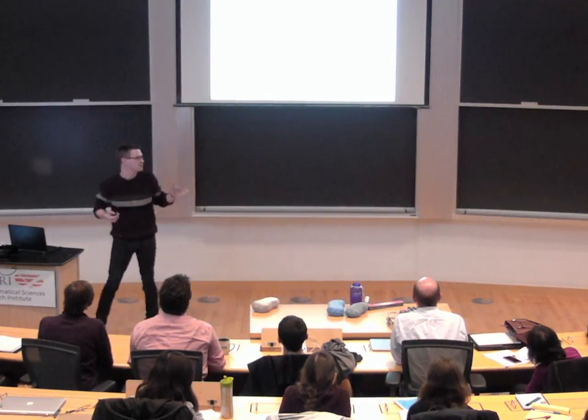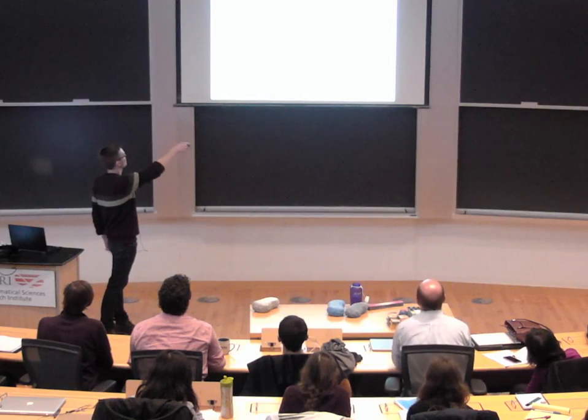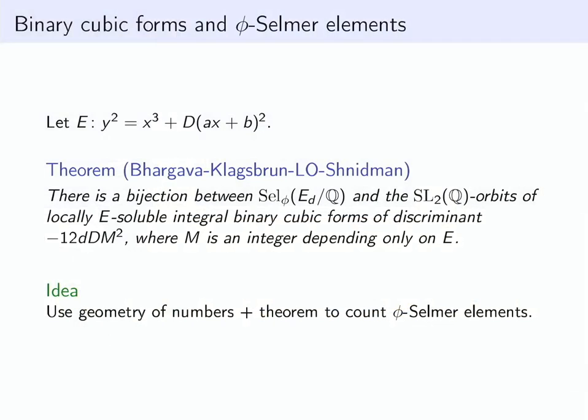And I should also say that this theorem, this parameterization, is completely explicit. We say, okay, great, you have this binary cubic form satisfying our conditions. Here's your Heath-Brown Selmer element. We can write this down very explicitly.